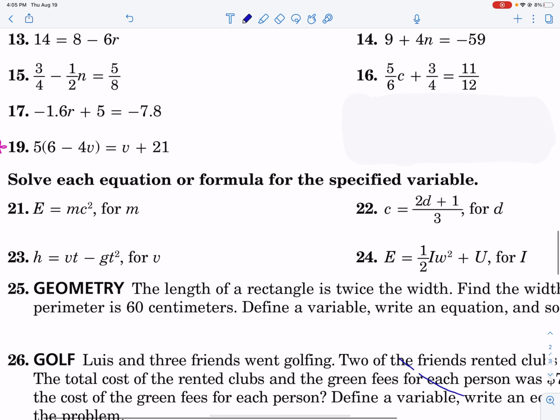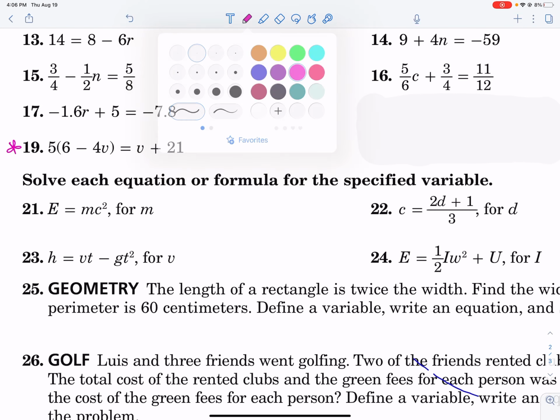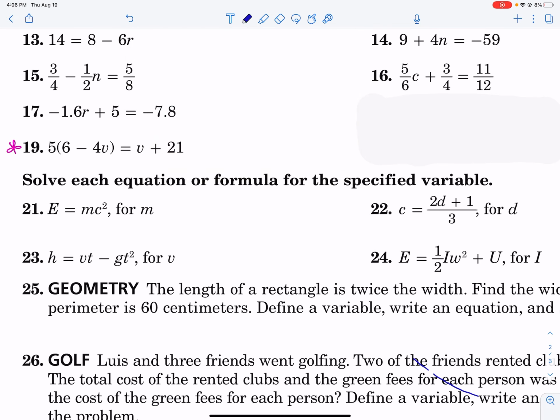All right, on number 19, we have 5 times 6 minus 4v is equal to v plus 21. Okay, let's do distribution first so we can get rid of those parentheses there. 5 times 6 is 30 minus 20v.